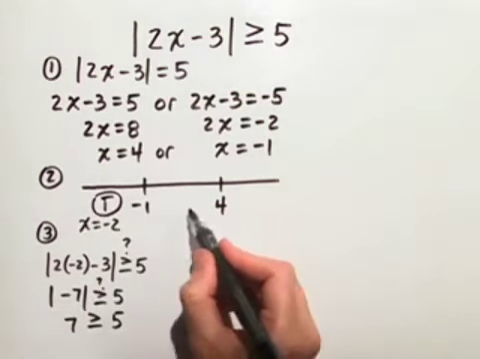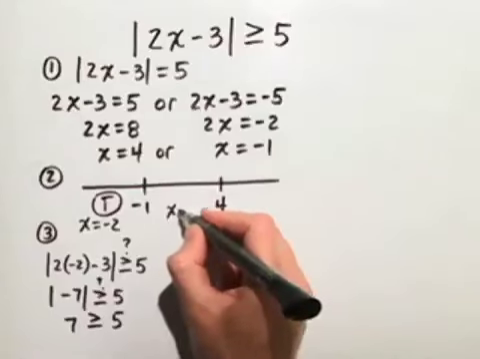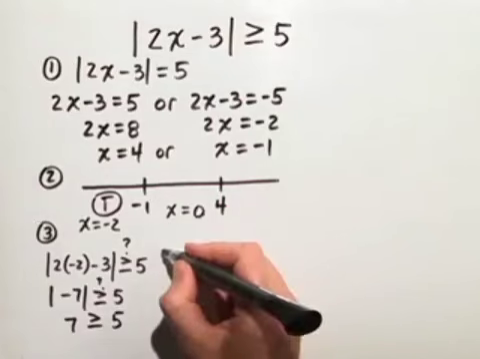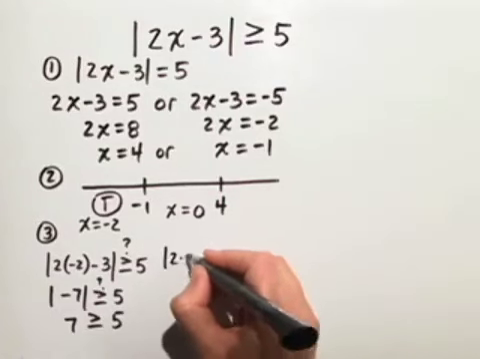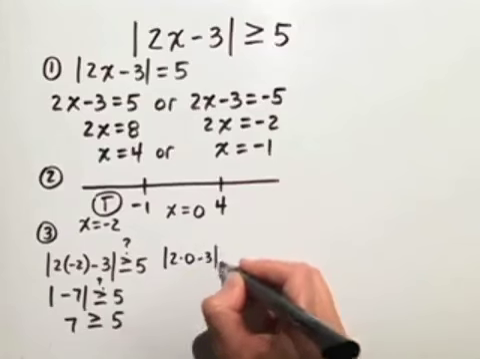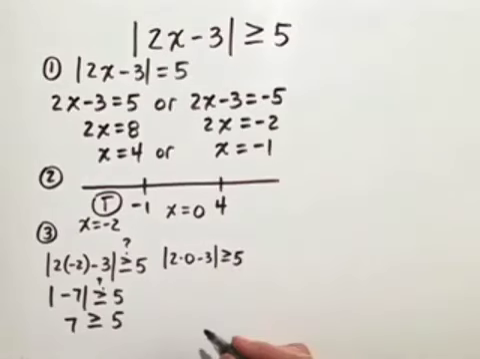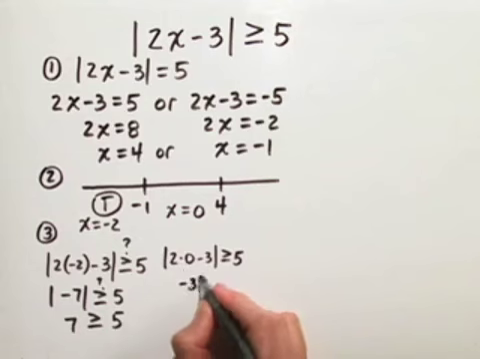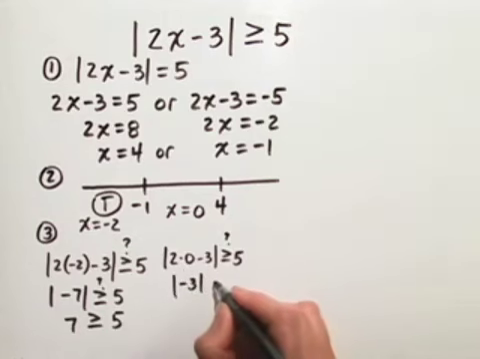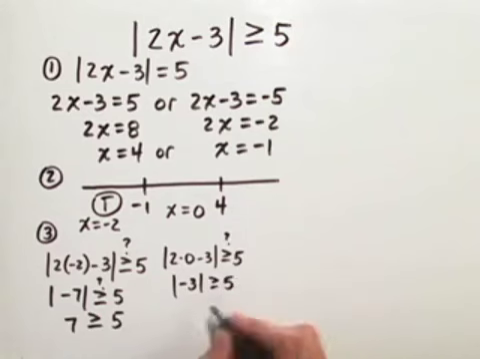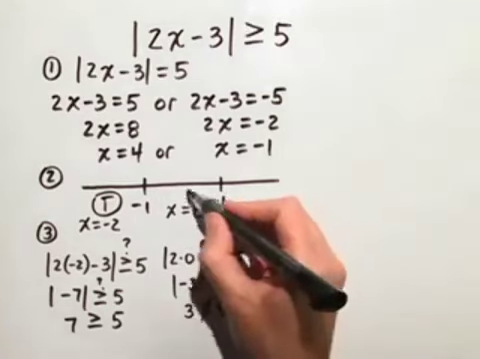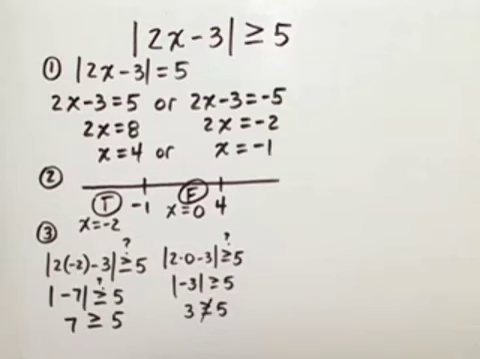Next, let's choose a value in between negative 1 and 4. I like to choose 0. Let's substitute 0 in our original inequality. Is the absolute value of 2 times 0 minus 3 greater than or equal to 5? 2 times 0 is 0, minus 3 gives us negative 3. Is the absolute value of negative 3 greater than or equal to 5? Is 3 greater than or equal to 5? No. 3 is not greater than or equal to 5, so that's a false statement in that interval.